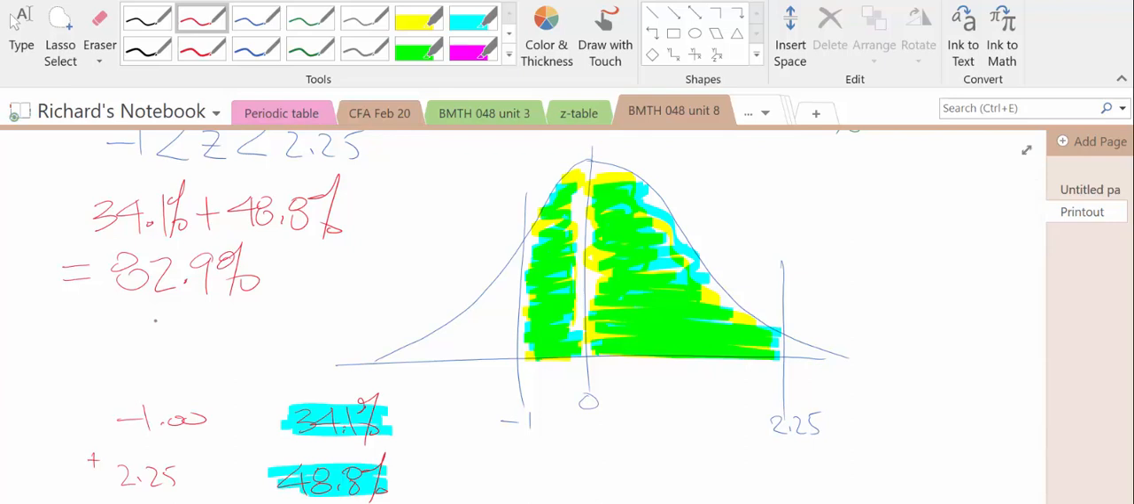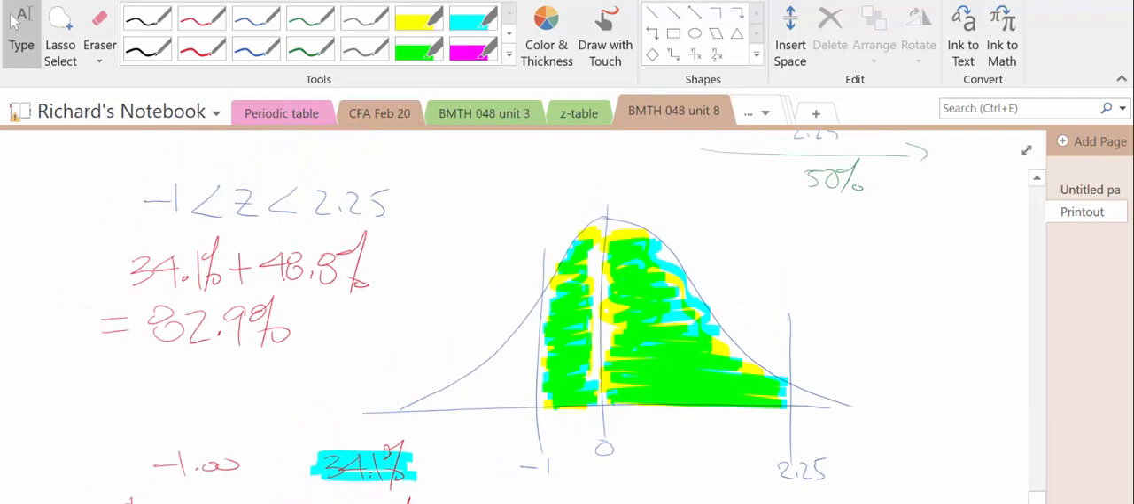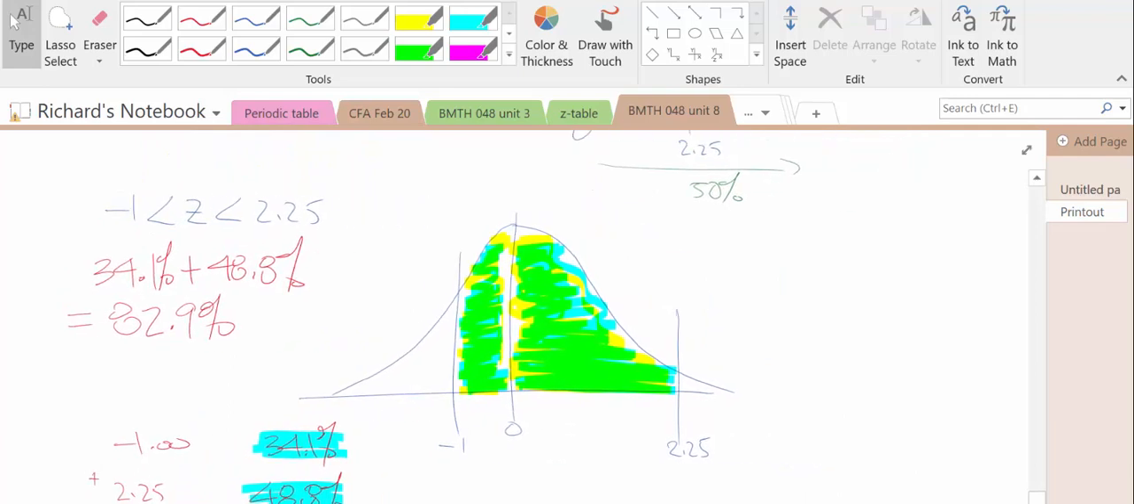So now it's time for you to do the review questions. Just remember that when you're working with z values, always ask yourself, what is the mean? What is the standard deviation? And what am I being asked to compare?